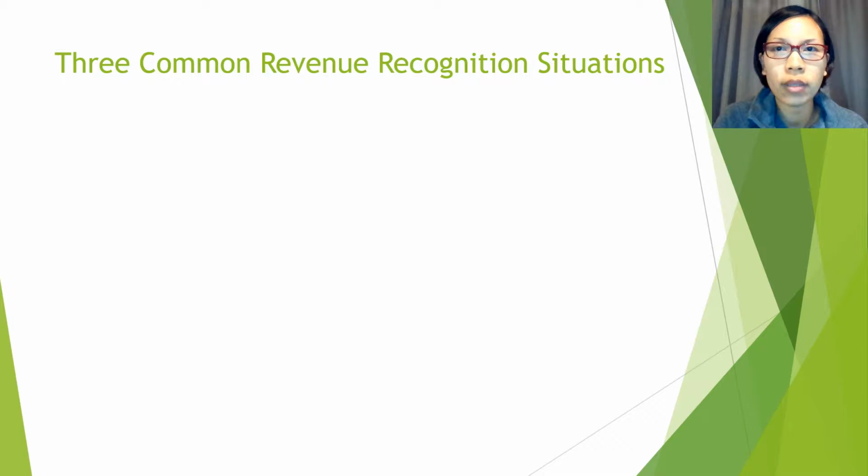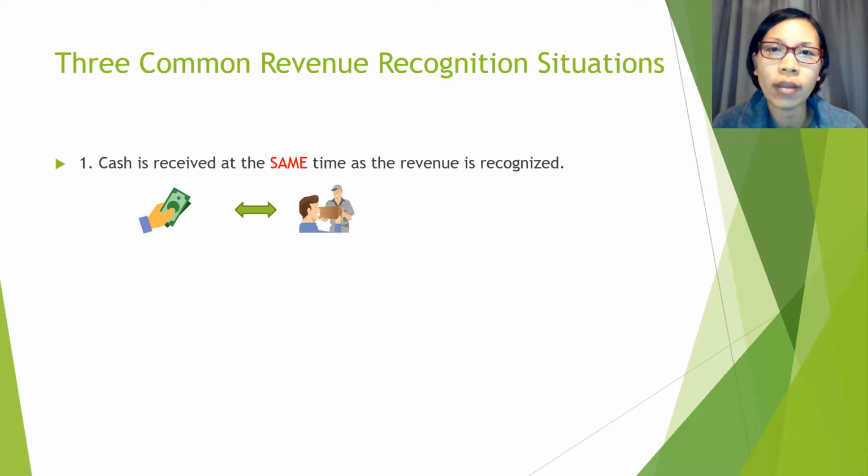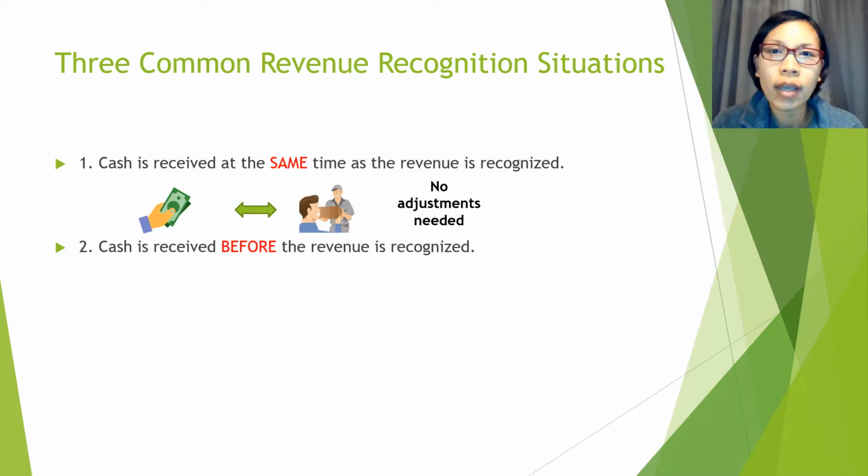There are three situations in the revenue recognition principle. The first case is when cash is received at the same time as the revenue is recognized. This one is easy because both the cash flow and the earning process happen in the same accounting period, so no adjusting entry is needed. The second case is when cash is received before revenue is recognized.